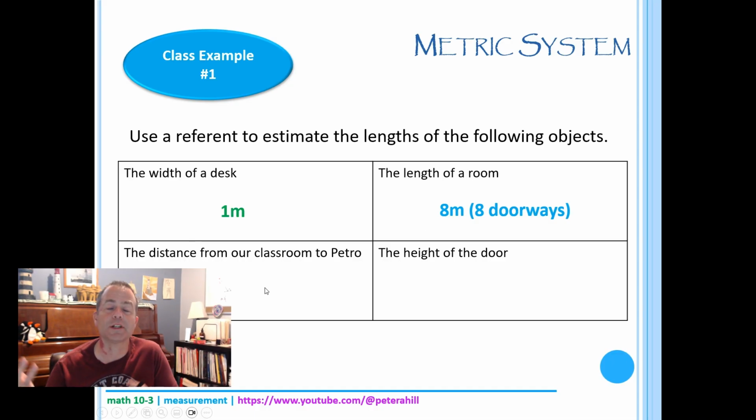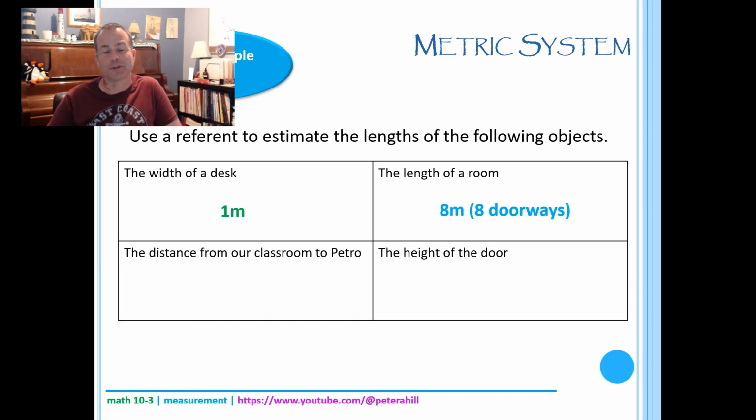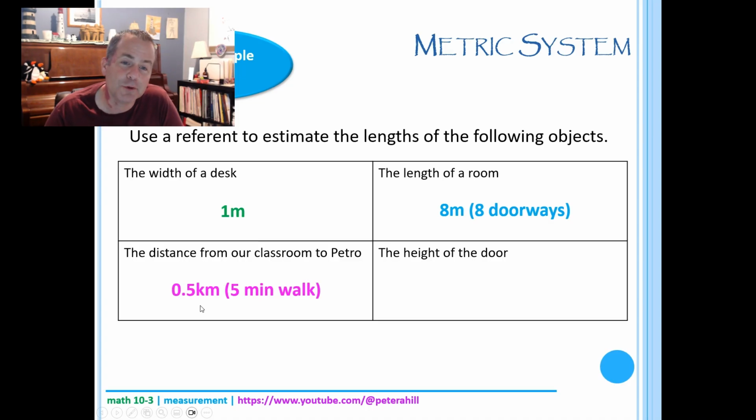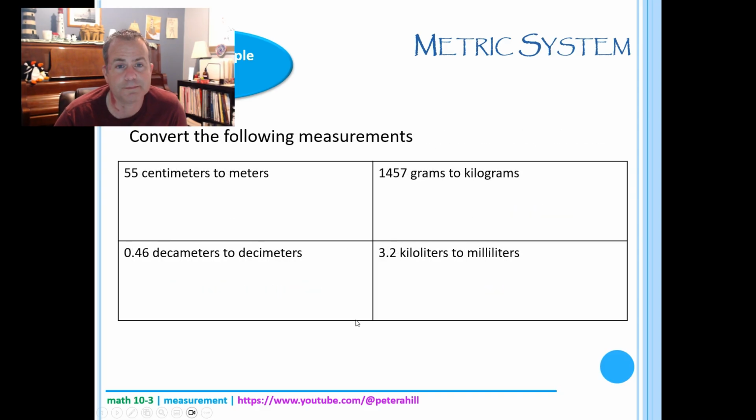The distance from our classroom to Petro, again, this is a little biased because my school is right by a Petro-Canada gas station, but it would be probably a 5-minute walk. And we just said that a kilometer is about how long it takes to go 10 minutes, so we could say that it's about half a kilometer. Okay, the height of a door, 2.5 meters. That one's probably fairly standard for the doors at your house or the doors at your school, about 2.5 meters.